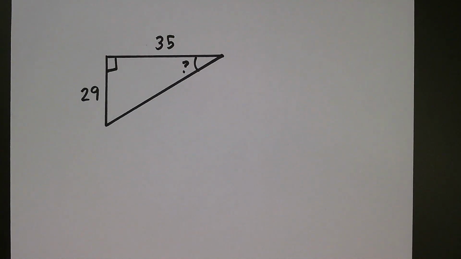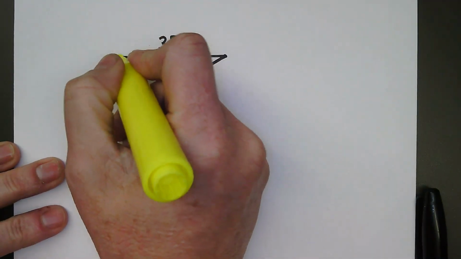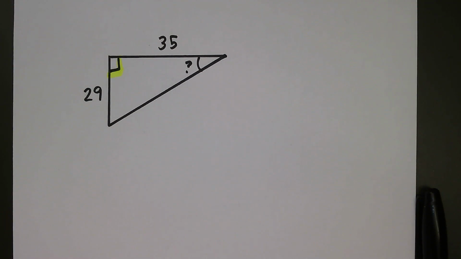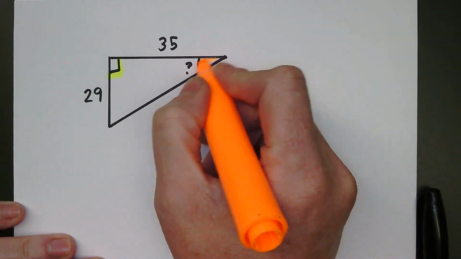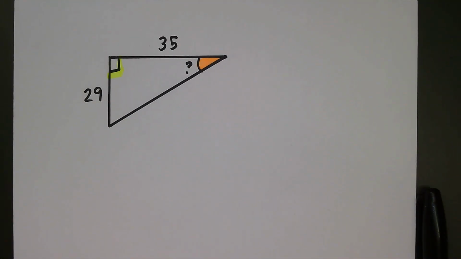Here we go. Right triangle, once more. This time the angle is missing. We do not know what this angle is worth. Okay, but we do have two sides, right?